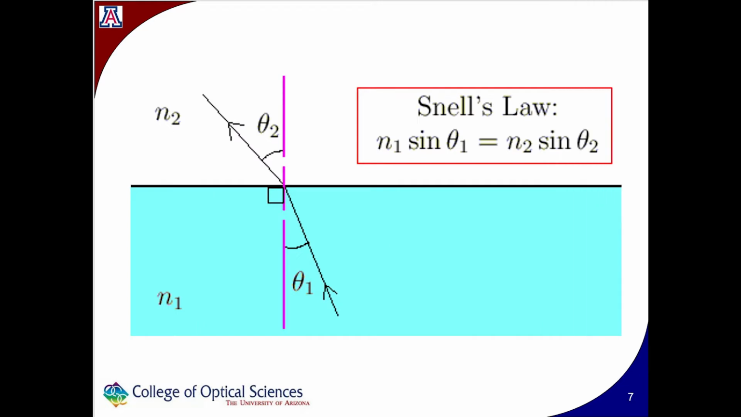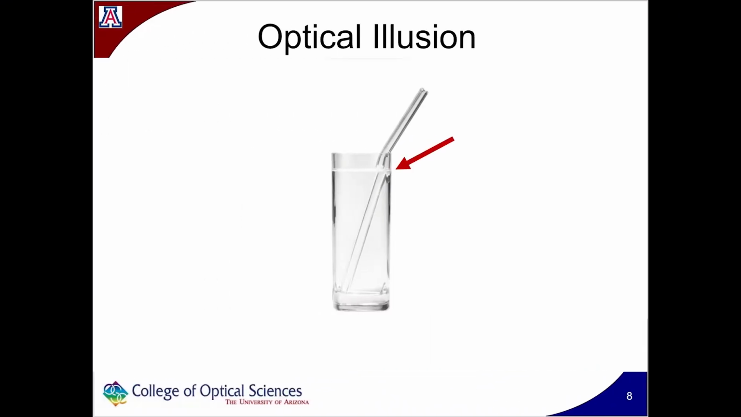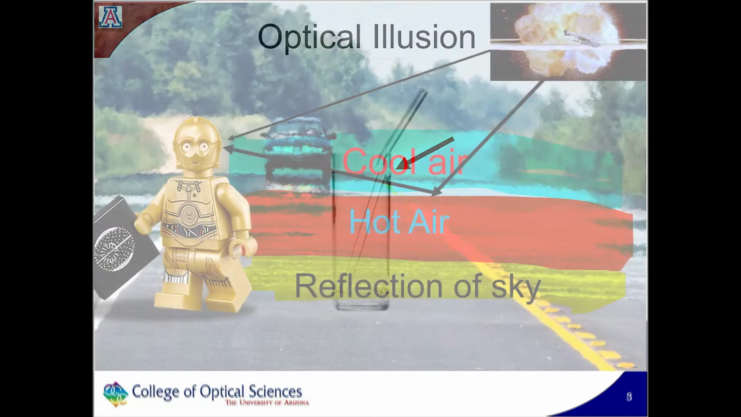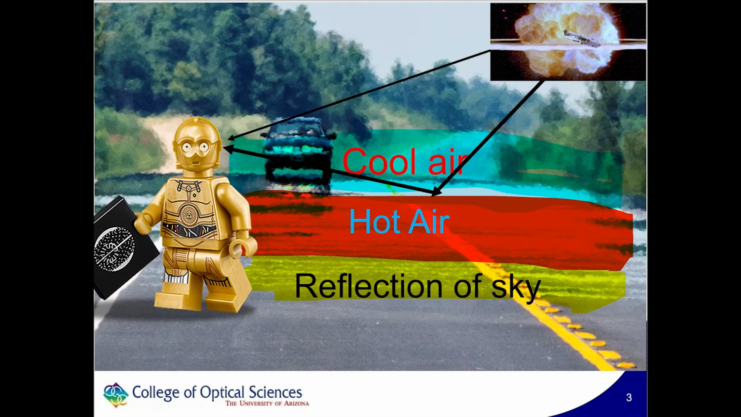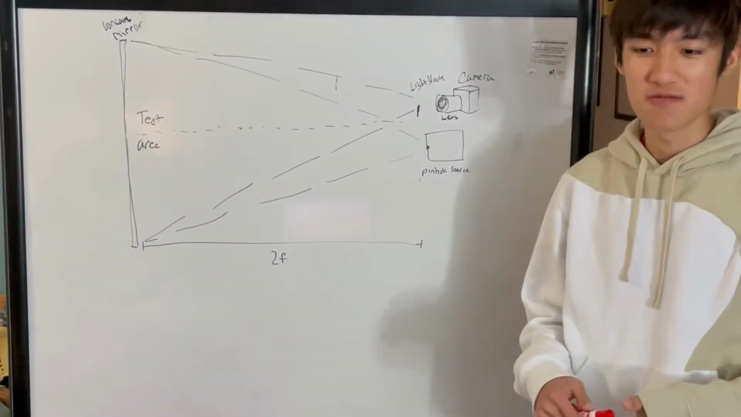As light moves between materials of different indices of refraction, its direction changes slightly, as well as the optical path length. This is easily seen when putting a straw into a bottle and the straw appears to bend. The same occurrence can happen with hot and cool air, however the effect is much less observable. How can we observe this phenomenon?